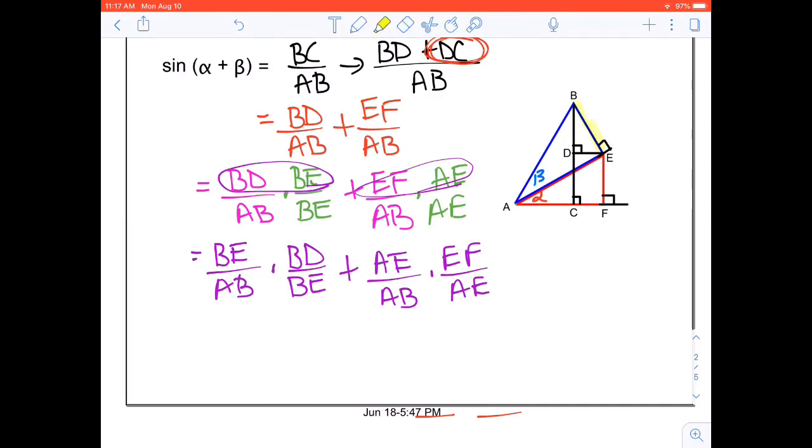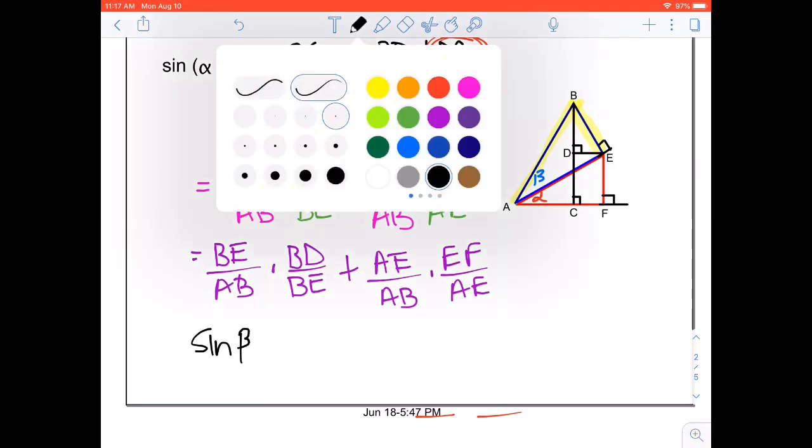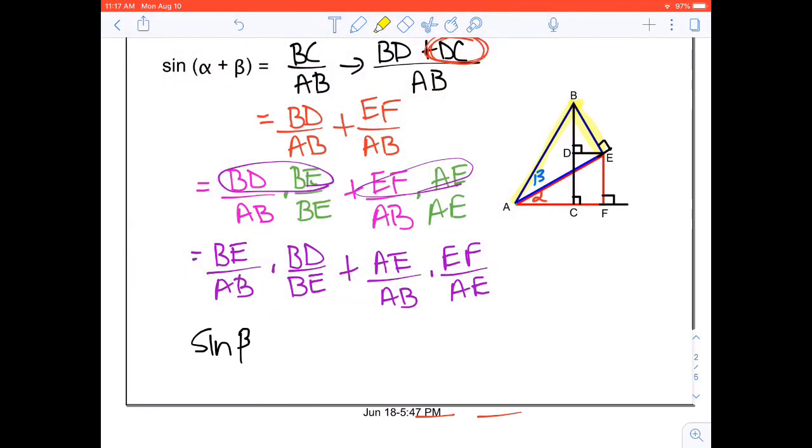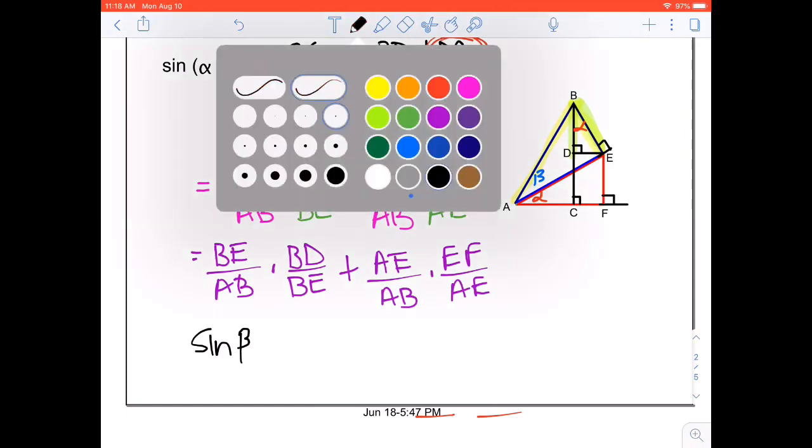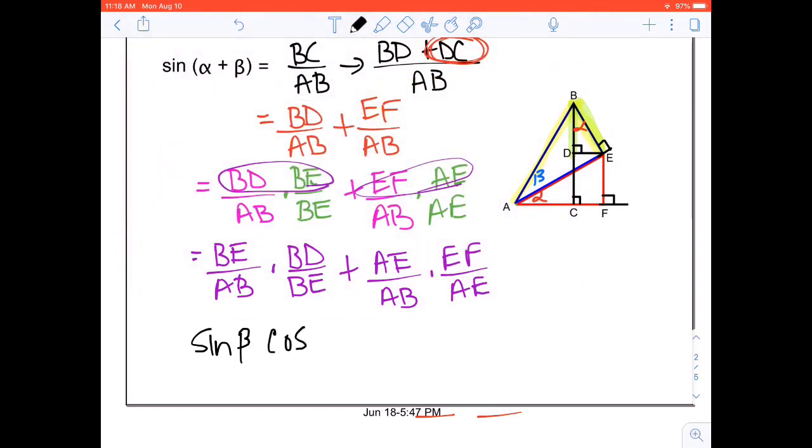If I look at BE over AB, look at the blue triangle. What ratio is that? Well, that is the sine of beta. Now, let's look at BD to BE. Now, recall, we said that this is angle alpha up there. So if we look at it with alpha, that's an adjacent BD side to its hypotenuse BE. So this is the cosine of alpha.